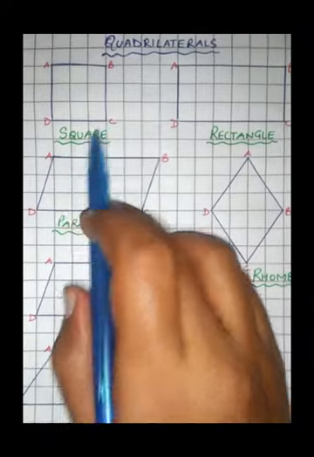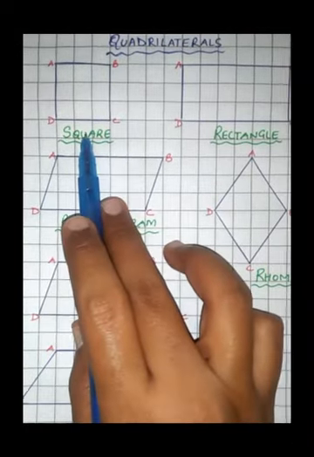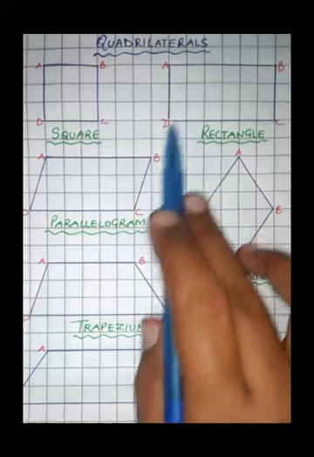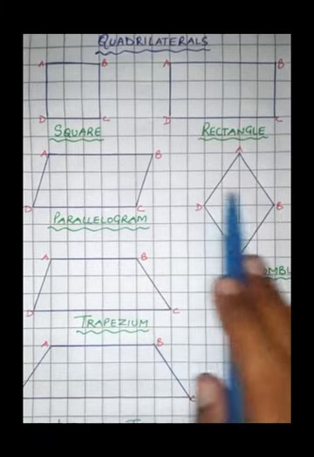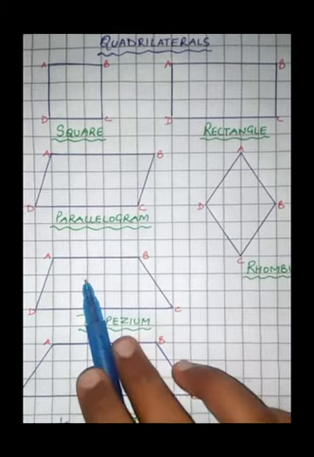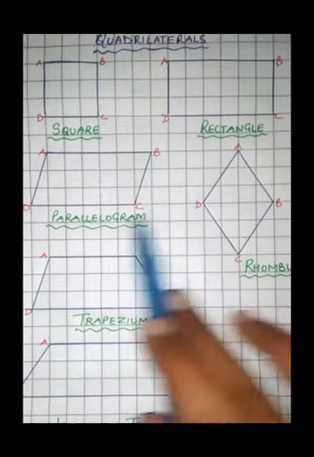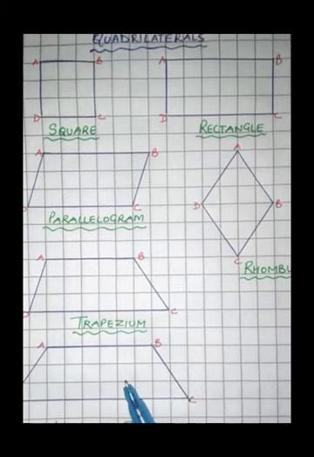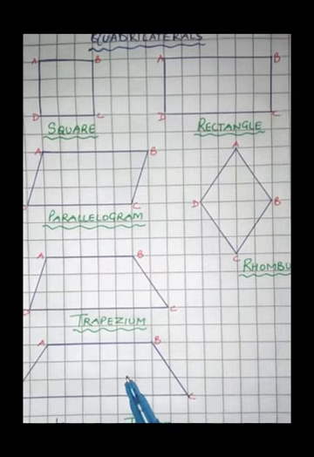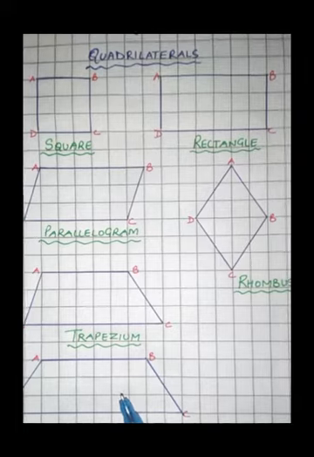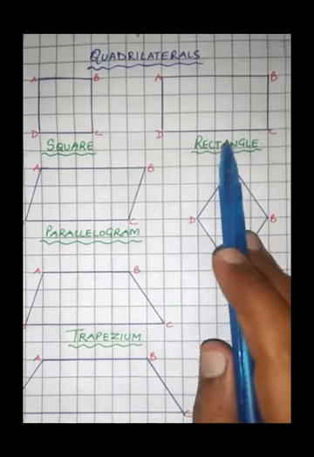Here you can see the pictures. This picture has four sides. This also has four sides. Here also four sides are there. So all these are quadrilaterals. So children, remember that a quadrilateral is a polygon which has four sides.